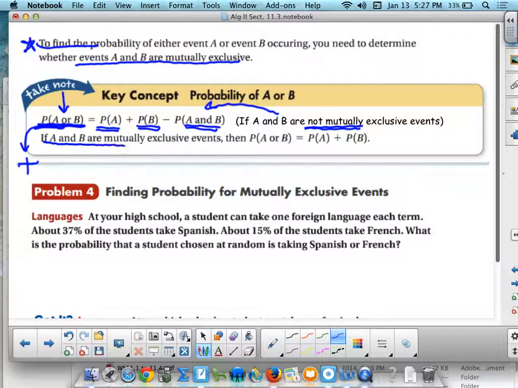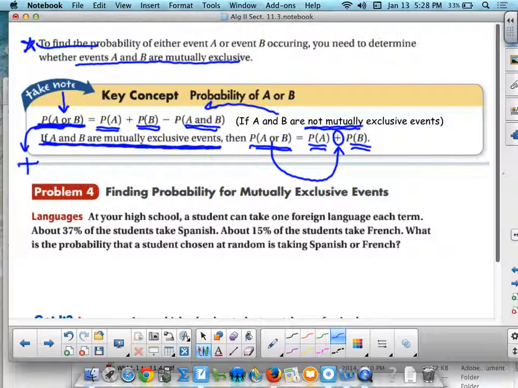If A and B are mutually exclusive events, what that means is these two events can't happen at the same time, then the probability of A or B will be the probability of A plus the probability of B. So when you see the word or, you think add your two probabilities. When you see the word and, you think multiply your two probabilities.